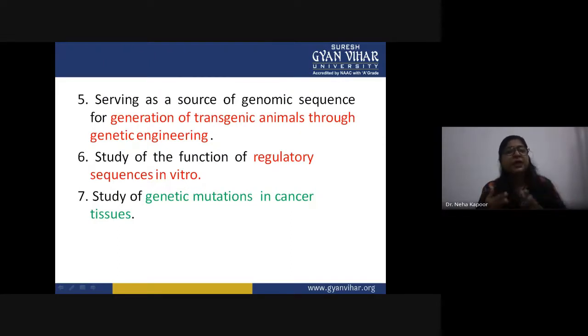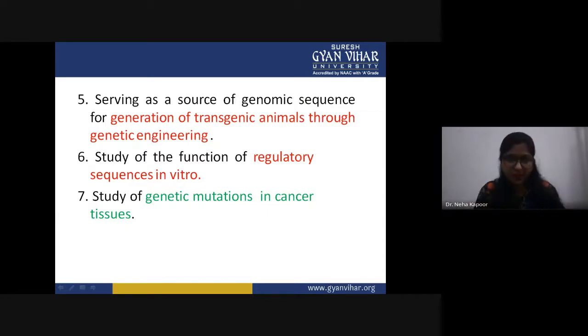Next, this genomic library can serve as a source of genomic sequence for generation of many kinds of transgenic animals also, through genetic engineering. Because once you have established the sequence, you can use the genome sequence that you have got. You can modify these things by genetic engineering, and you can go on constructing many transgenic animals, or transgenic plants.